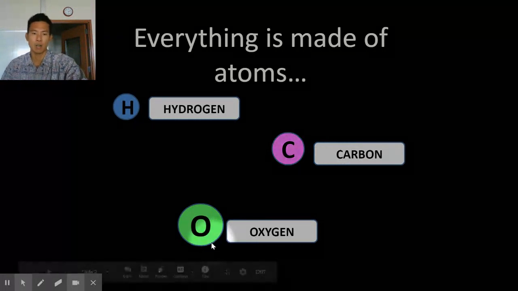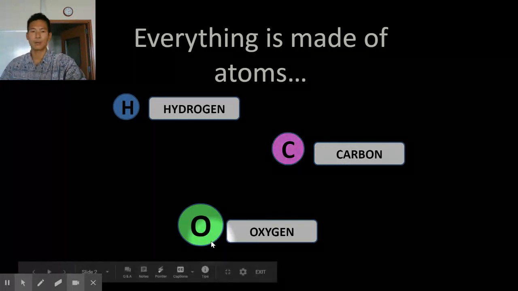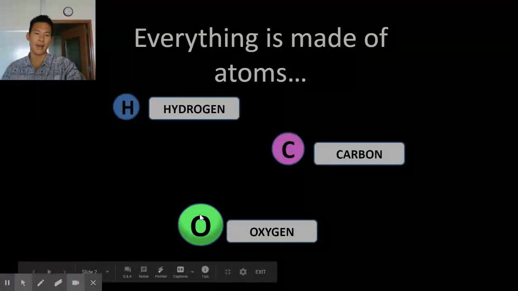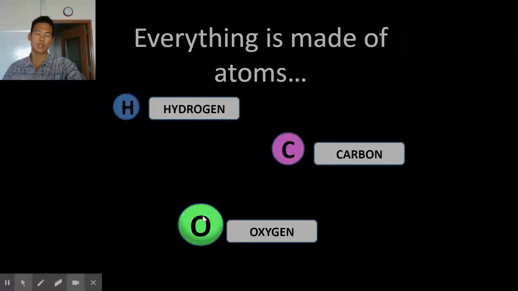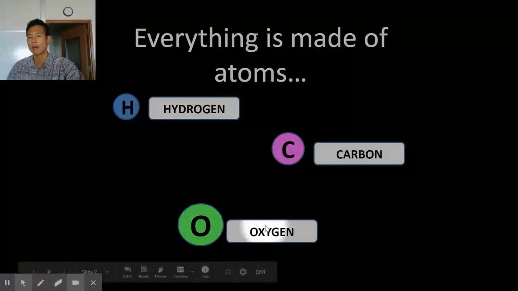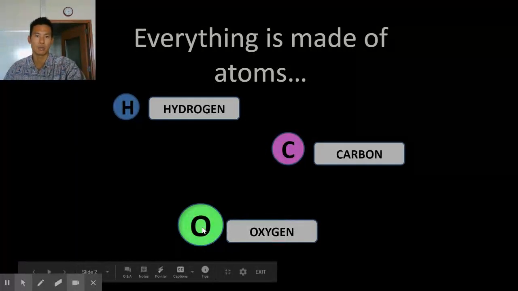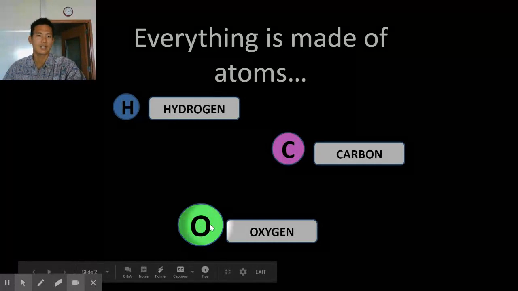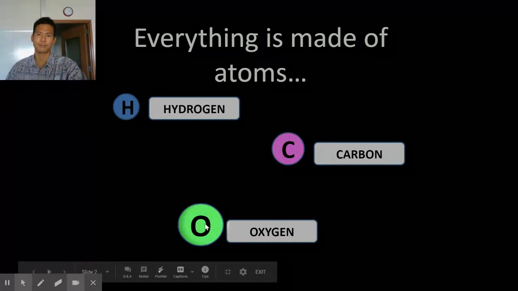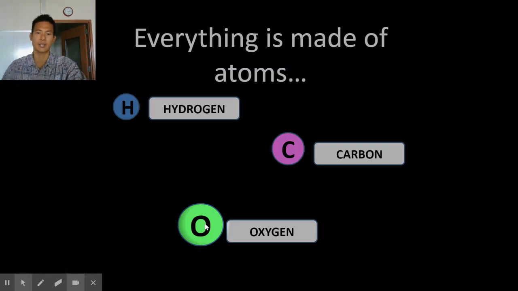All right, oxygen. At room temperature, it also exists as a gas. Now here's what you may not have known about oxygen: oxygen is also very flammable. It's not as buoyant as hydrogen, but it does exist as a gas.